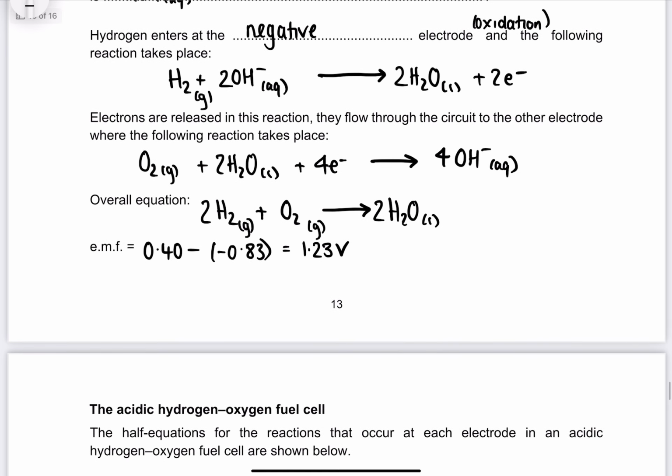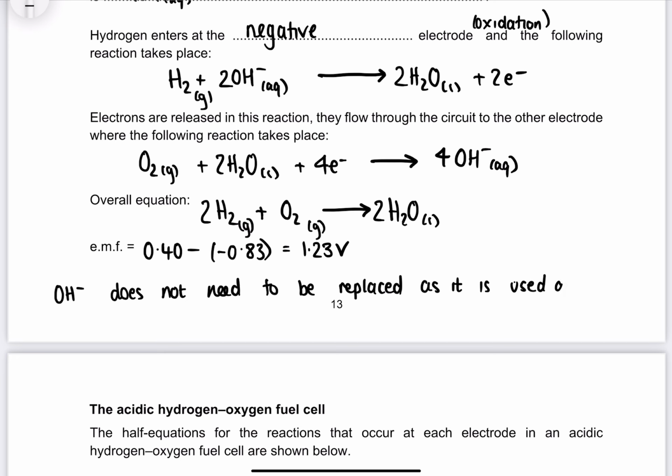And what we can say about this is that the OH minus does not need to be replaced as it is used at the negative electrode and produced at the positive electrode.